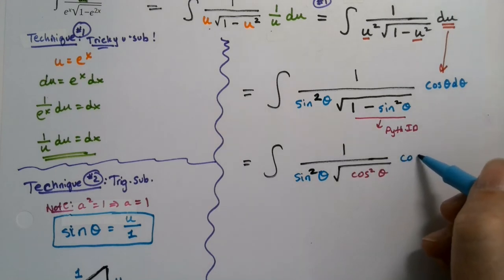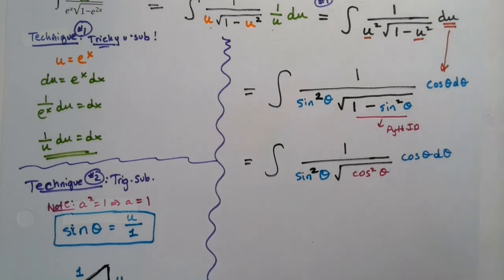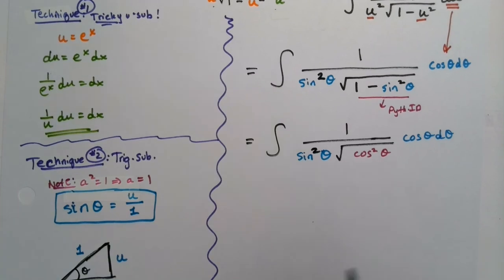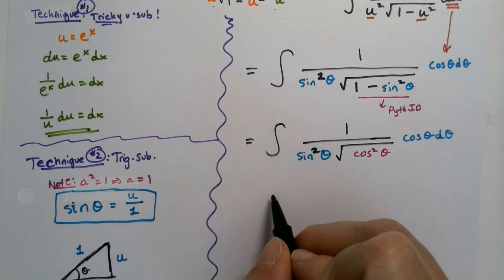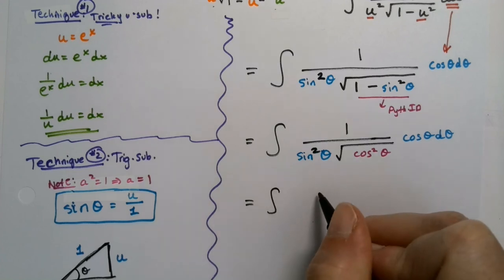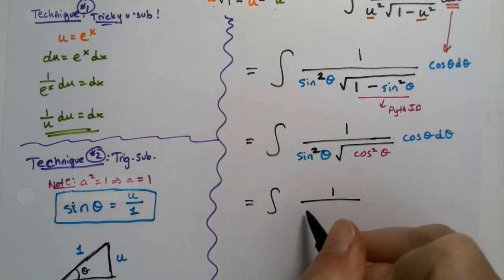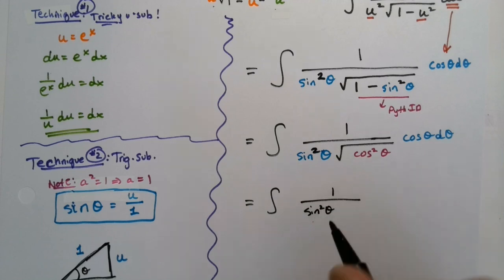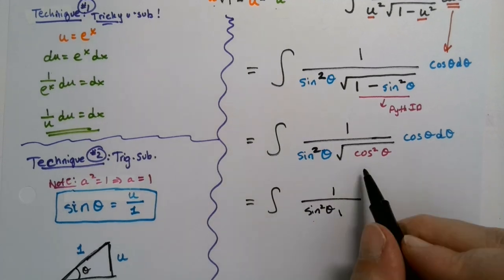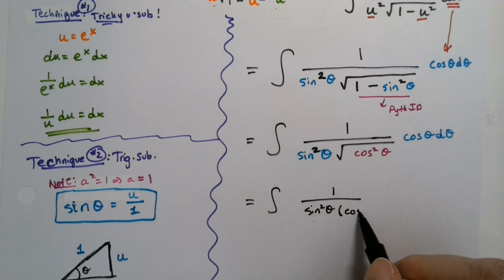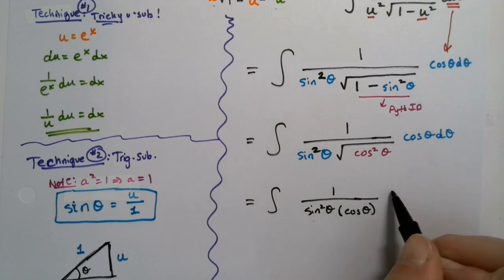Or I could put it up on the numerator. It doesn't really matter where I put it. But okay, well, the square root of cosine squared is cosine. So this is equal to 1 over sine squared theta, and then the square root of cosine squared is cosine of theta, and then I have another cosine of theta outside.